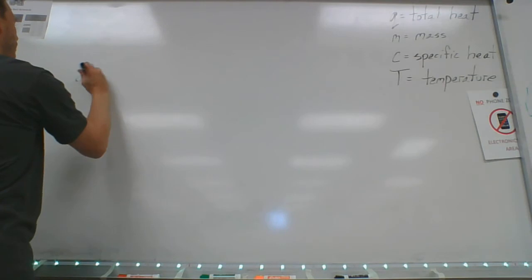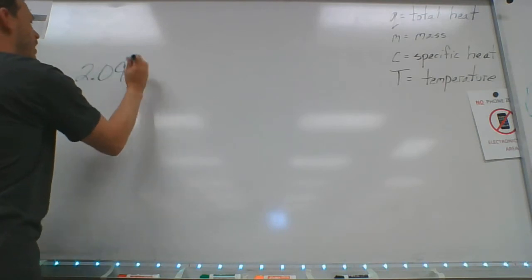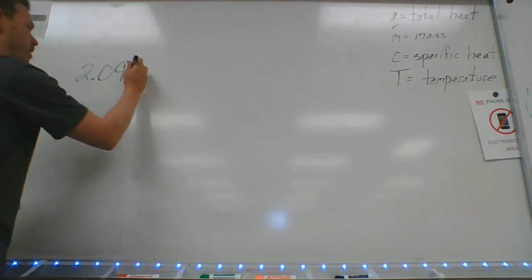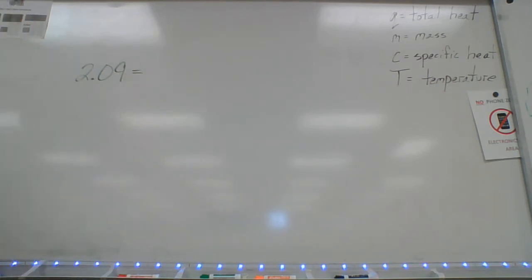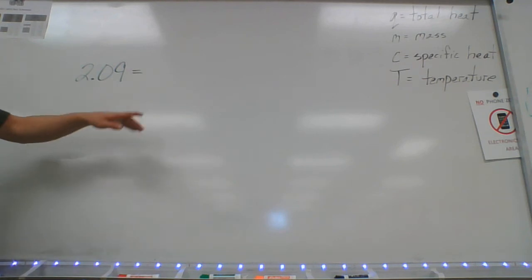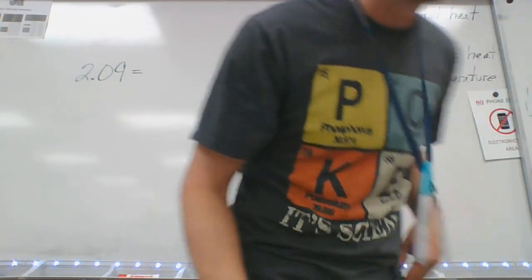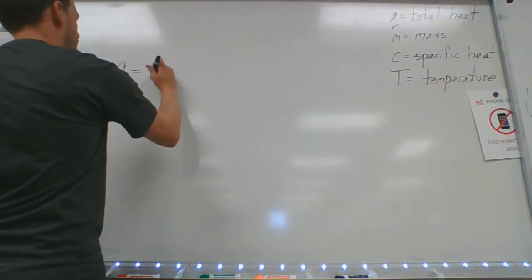It says 2.09 joules. I know that it is the Q, the total heat energy that's going to be measured in joules. Q equals mCΔT, so I need mass. It looks like the mass of my sample here is given at 15 grams.